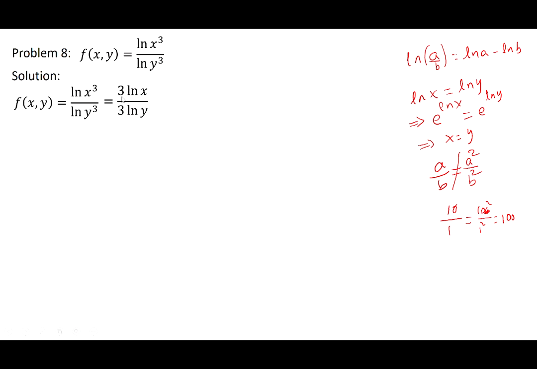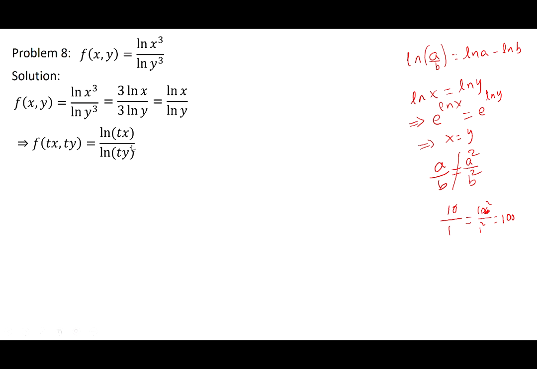Right? And so we can cancel the 3's, or they divide into 1. And so we get natural log of x over natural log of y. So natural log of x cubed over natural log of y cubed is exactly the same as natural log of x over natural log of y. Isn't that interesting? Okay, but we got to talk about f of tx comma ty.